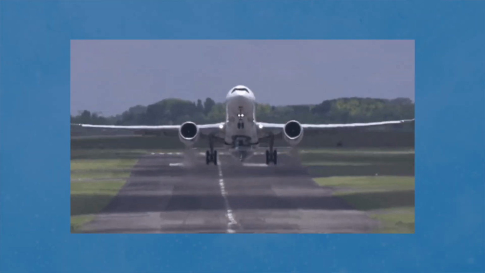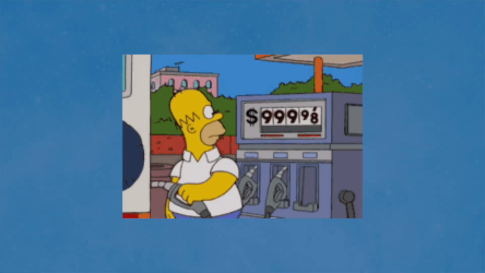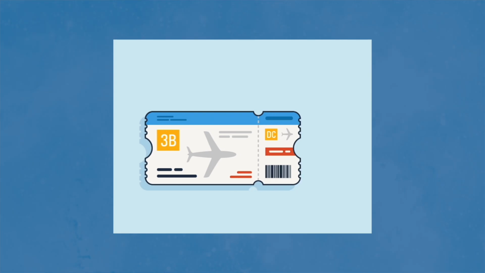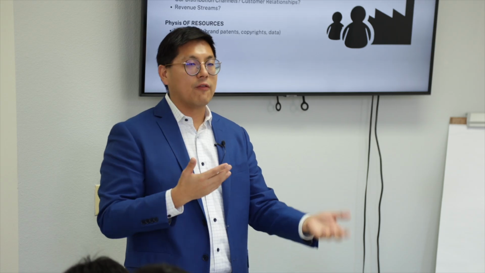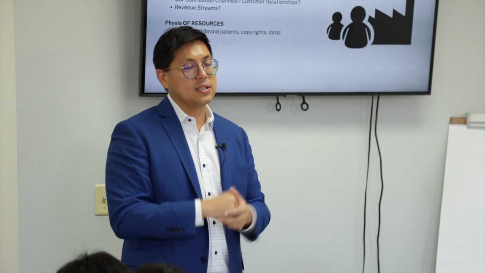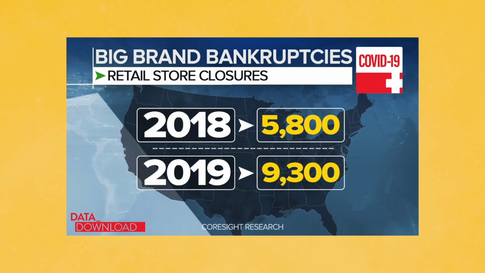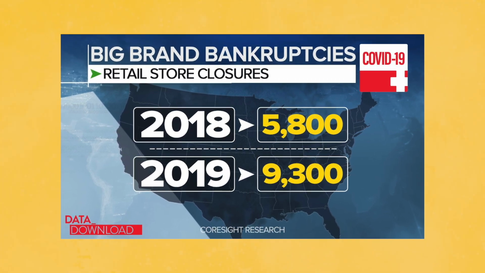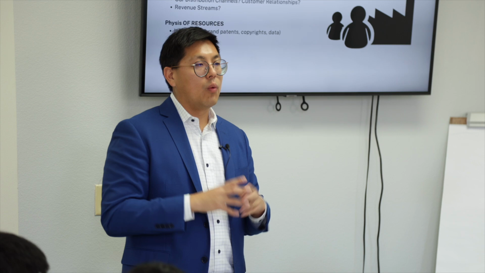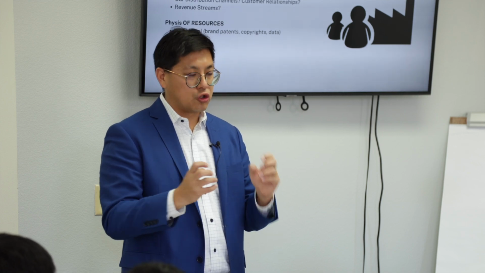Resources. If you're in the airline industry, the oil cost is a huge part, right? You sell airline tickets a year in advance. What if the month before your plane takes off, oil prices triple? A lot of businesses went bankrupt over the past few years because COVID drove up all the costs. What are the key resources that you have control over?